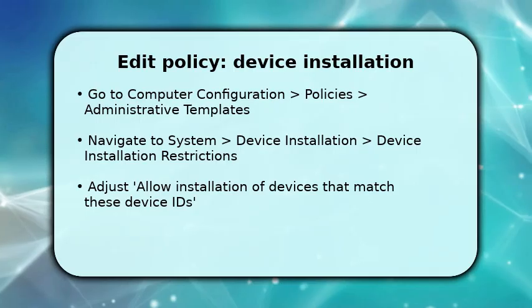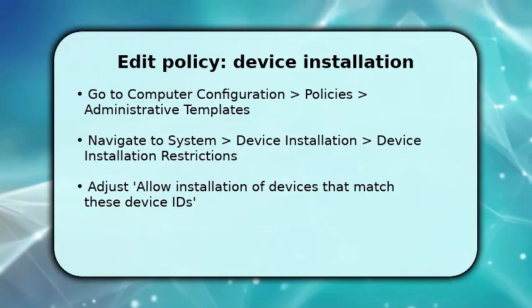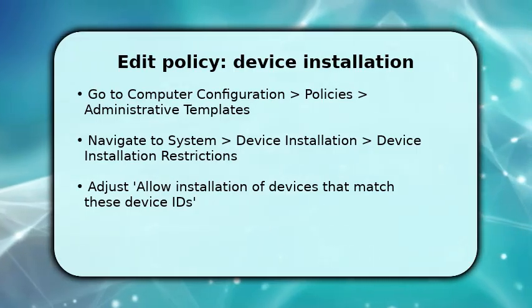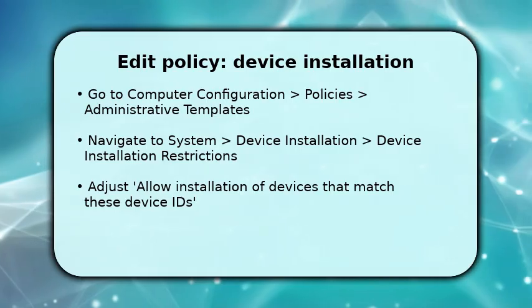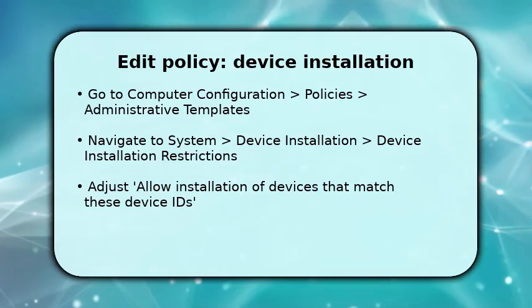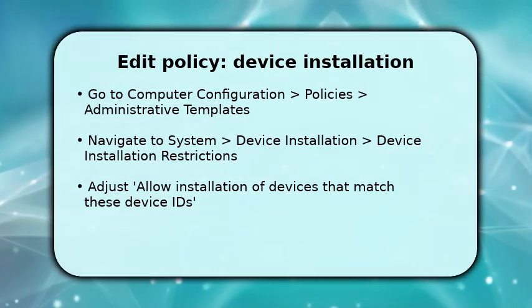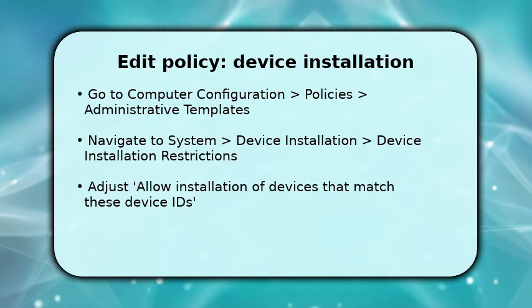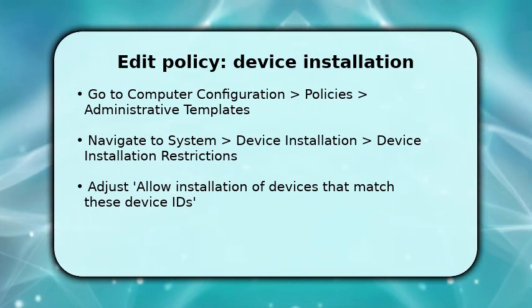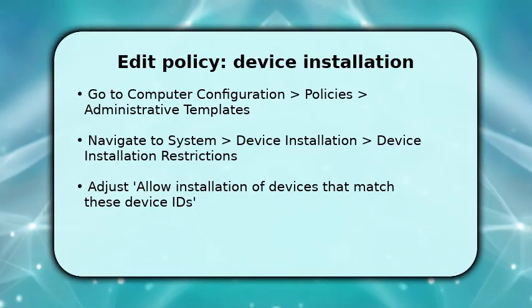Add the USB device ID you want permitted. Make sure to also disable the blanket policy, prevent installation of removable devices, or create explicit exceptions. This targeted approach permits known USB devices while keeping other removable hardware restricted for security.